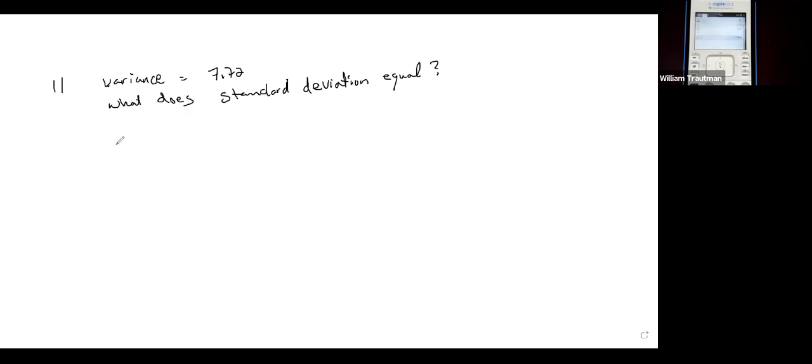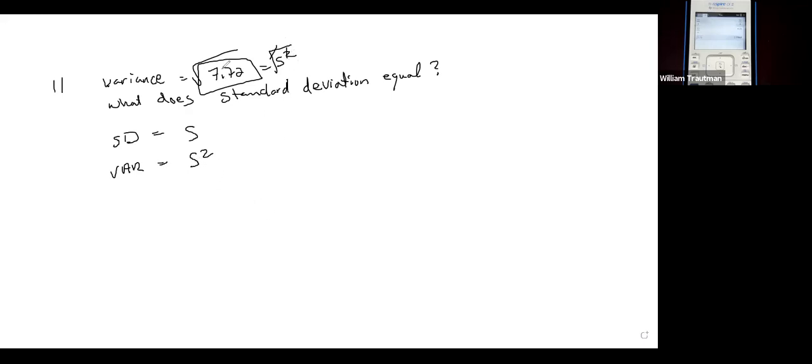Now, there's a couple of things we need to know. Standard deviation, I'm just going to say SD, the symbol for sample standard deviation is S. Variance, the symbol for sample variance is S squared. To find S, we have to do a little math. You have to take the square root of both sides. Square root and a square cancel.